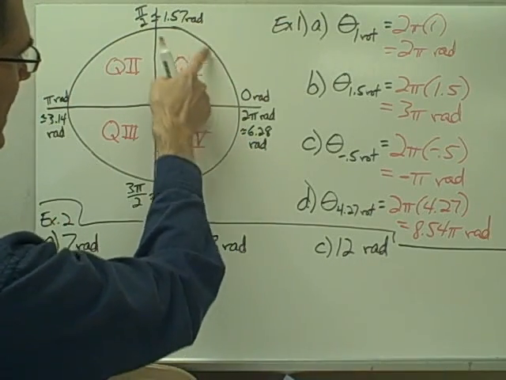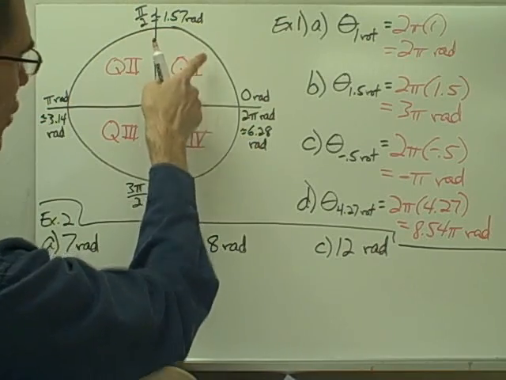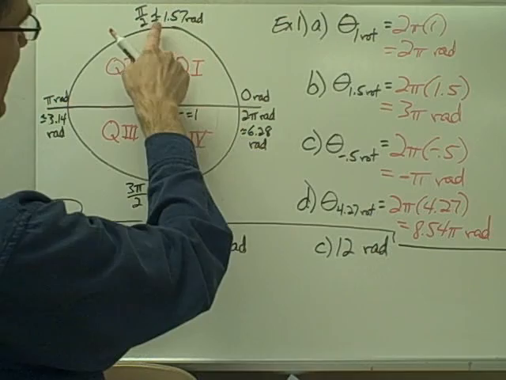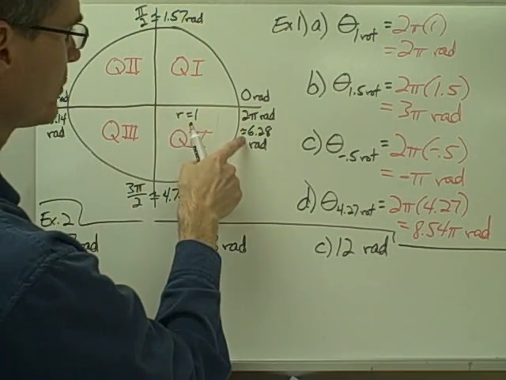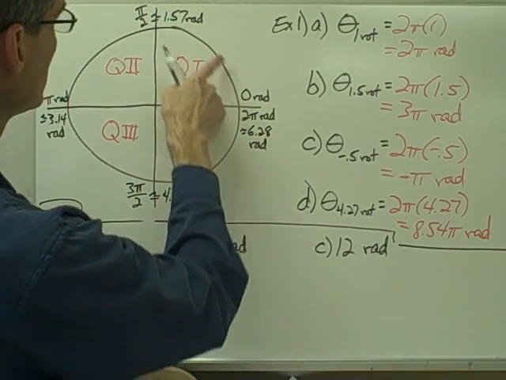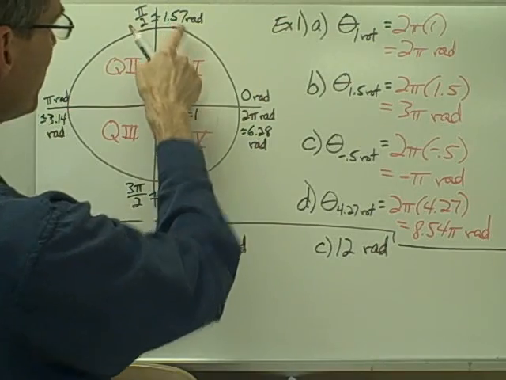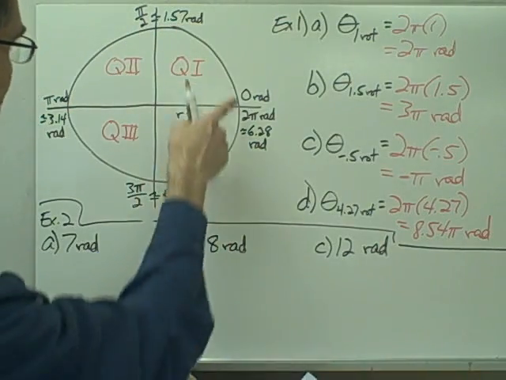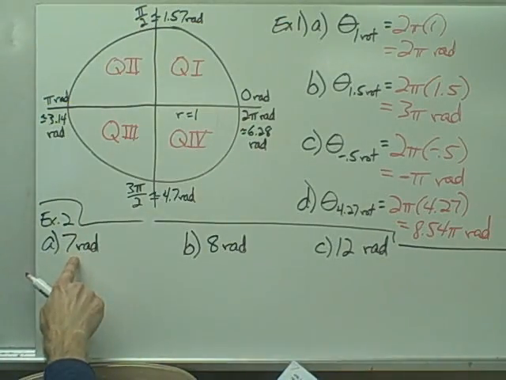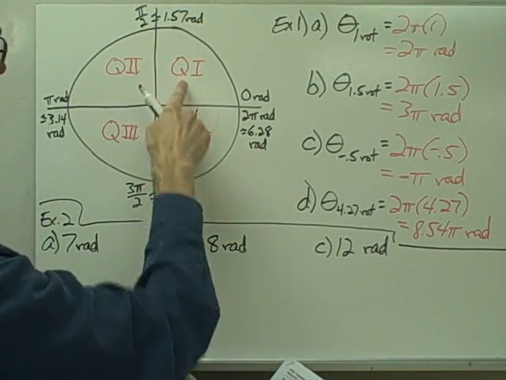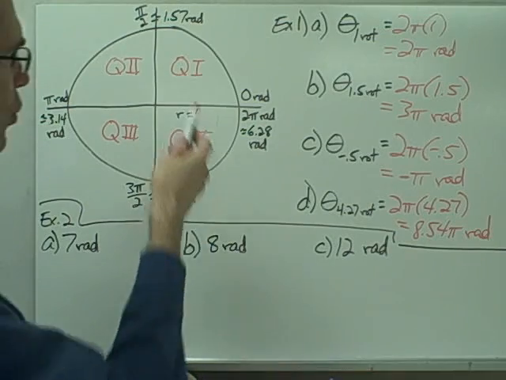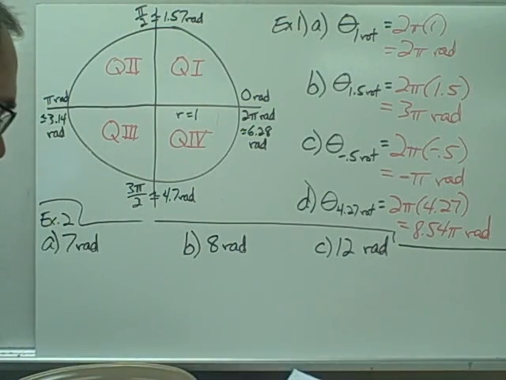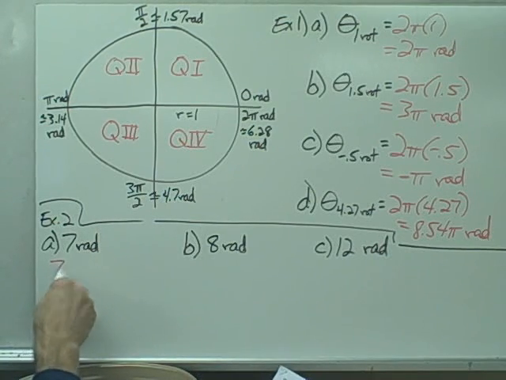In fact, it looks like it's going to be somewhere here in quadrant number 1, because if I go 1 full rotation and then another quarter of a rotation, that would put me at 6.28 radians plus 1.57, that would be approximately 7.8. That'd be too far. So it looks like I'm going to end up in quadrant number 1. And in fact, one way that I can do that calculation is I can say 7 radians.